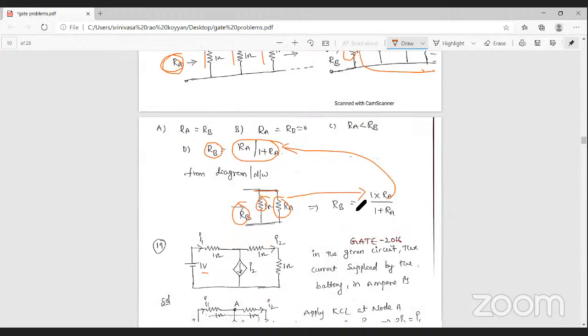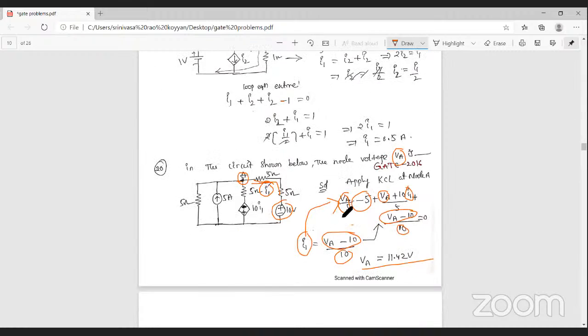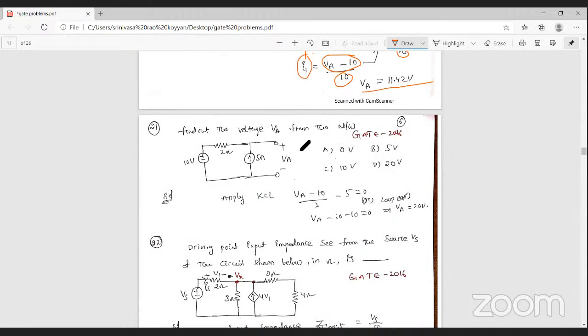Next, problem number 21. Here in problem number 21, find out the voltage VA from this figure. We have to find the VA voltage. Here it is an open circuit. But here the current source and this VA voltage are both in parallel. So the voltage VA is present across the current source.